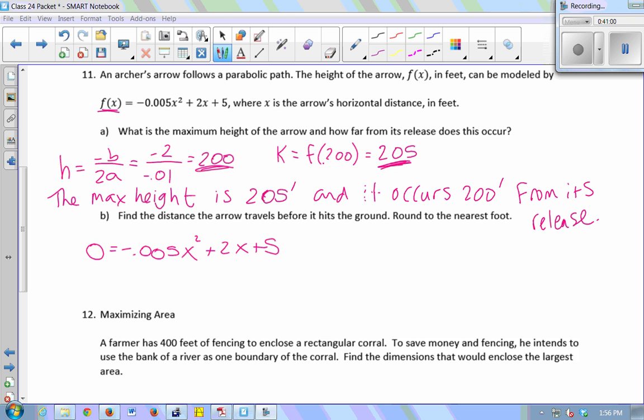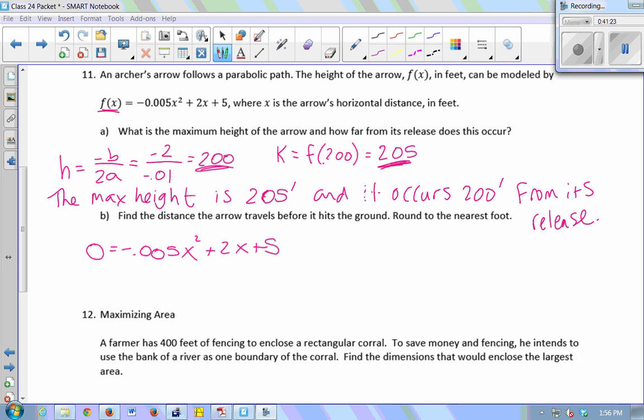Yeah, that was a good thought, though, Tony. If we had launched the arrow from the ground, that would be perfectly true. It's that its initial height was 5 that throws that off. But that gives us a good sense of about how long it will take. It shouldn't take much more than 400 feet.